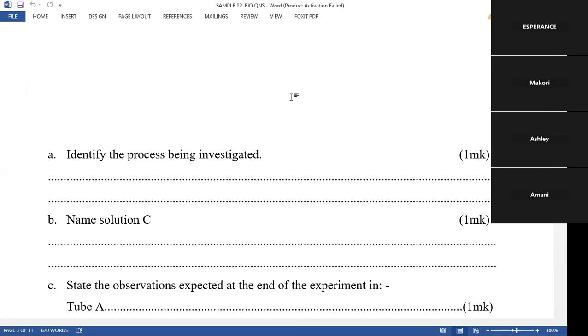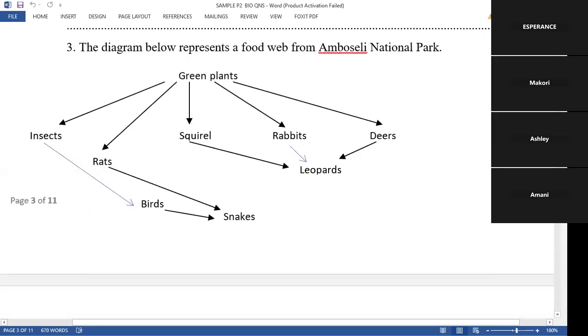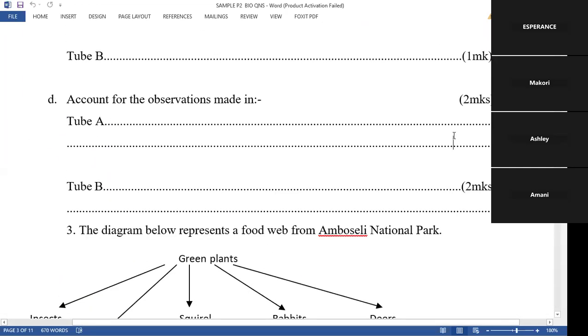Then the next part, take us to the next part, Mr. Paul. Tube B, although there was a confusion with the letters, is the last tube after the respiration has occurred. We know that the process of respiration gives carbon dioxide that leads to the formation of the white precipitate. So we indicate a white precipitate.